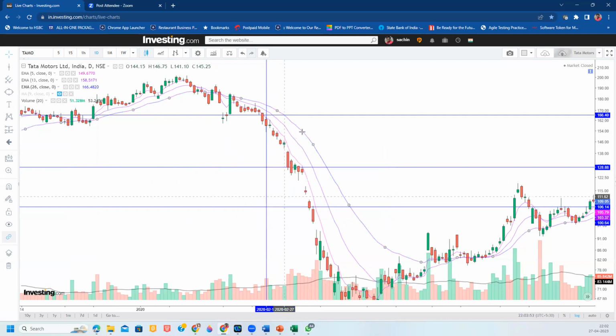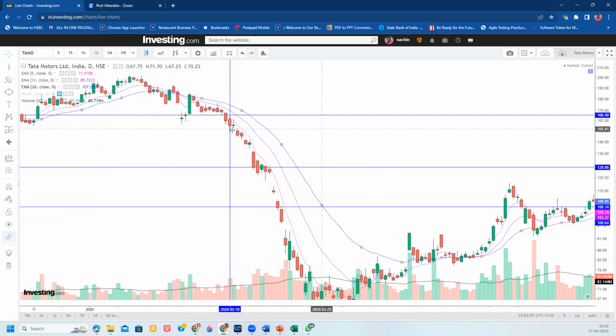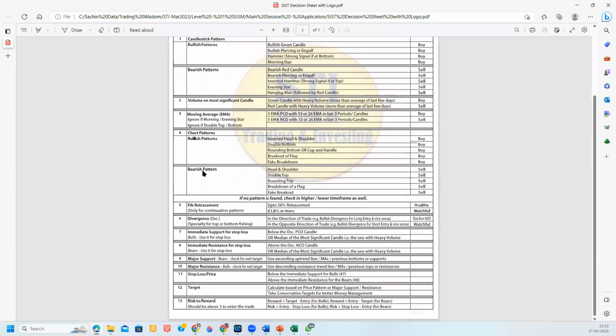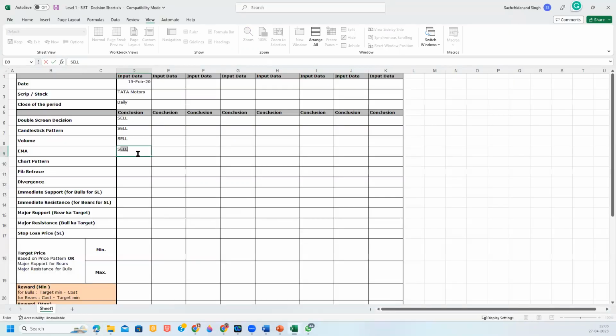Okay. So if you look at the pink, which is the 5, it has already done the negative crossover with the 13 and 26 before this candle, the date on which we are trading. So the negative crossover has already happened, and that is giving a sell signal. So the third point, the moving average or EMA, is again giving a sell signal. So in our decision sheet, against the EMA, we mention a sell.